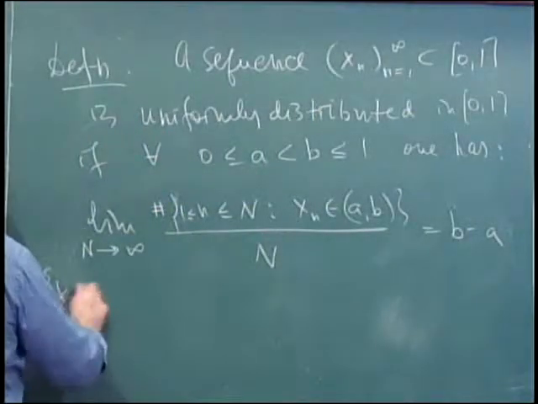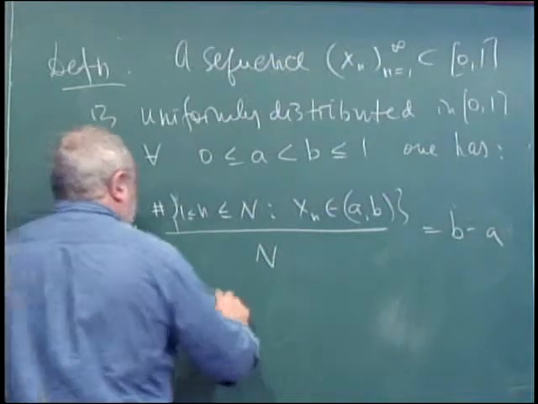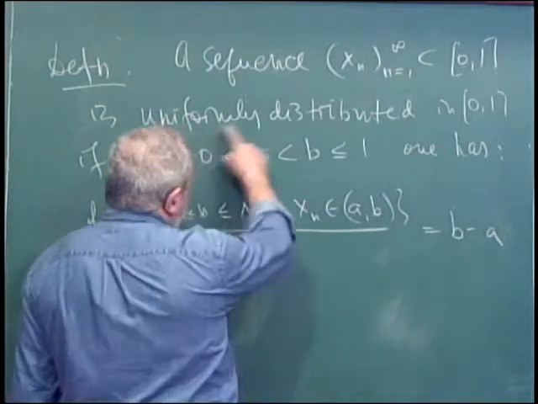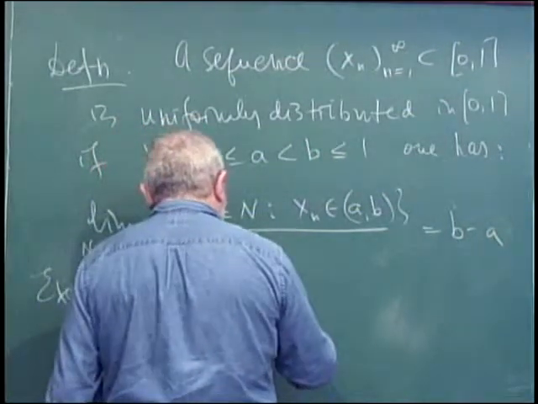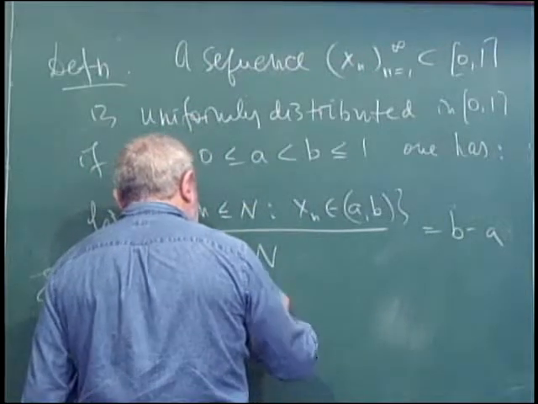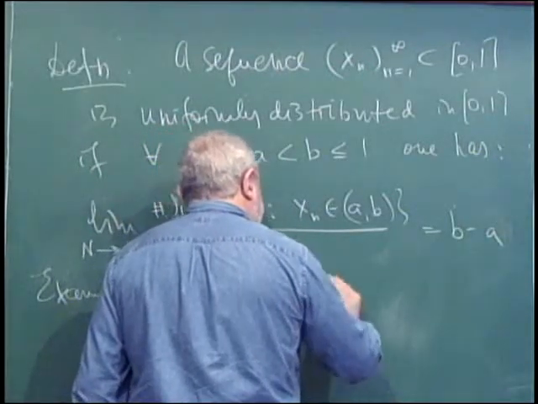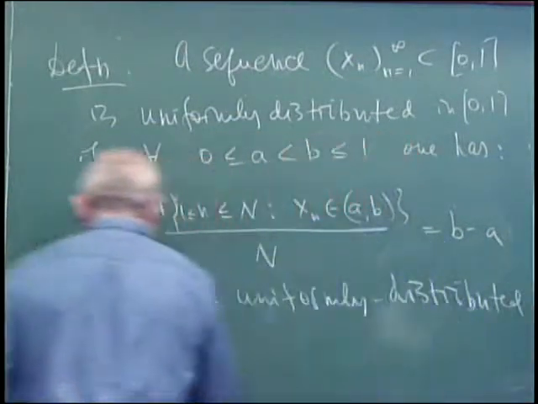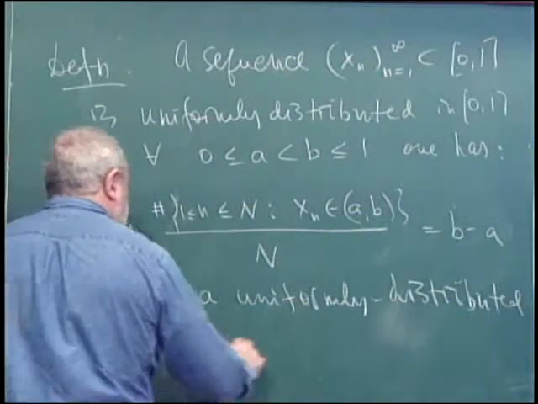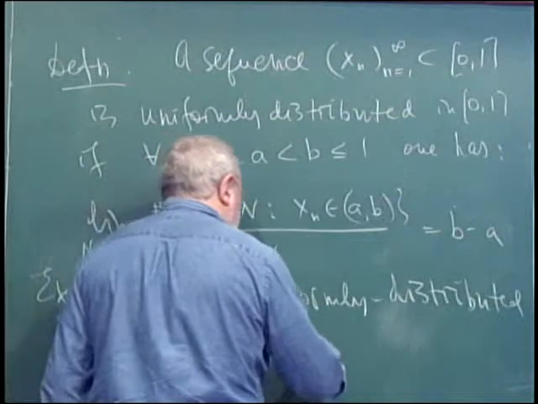okay? So in number theory, they traditionally were interested in sequences like n squared alpha mod 1. And so, example of n alpha, by the way, I said uniformly distributed, and equivalently I can say equidistributed, it's all the same, okay? So an example of a uniformly distributed sequence. That's the easiest example, maybe, n alpha mod 1.